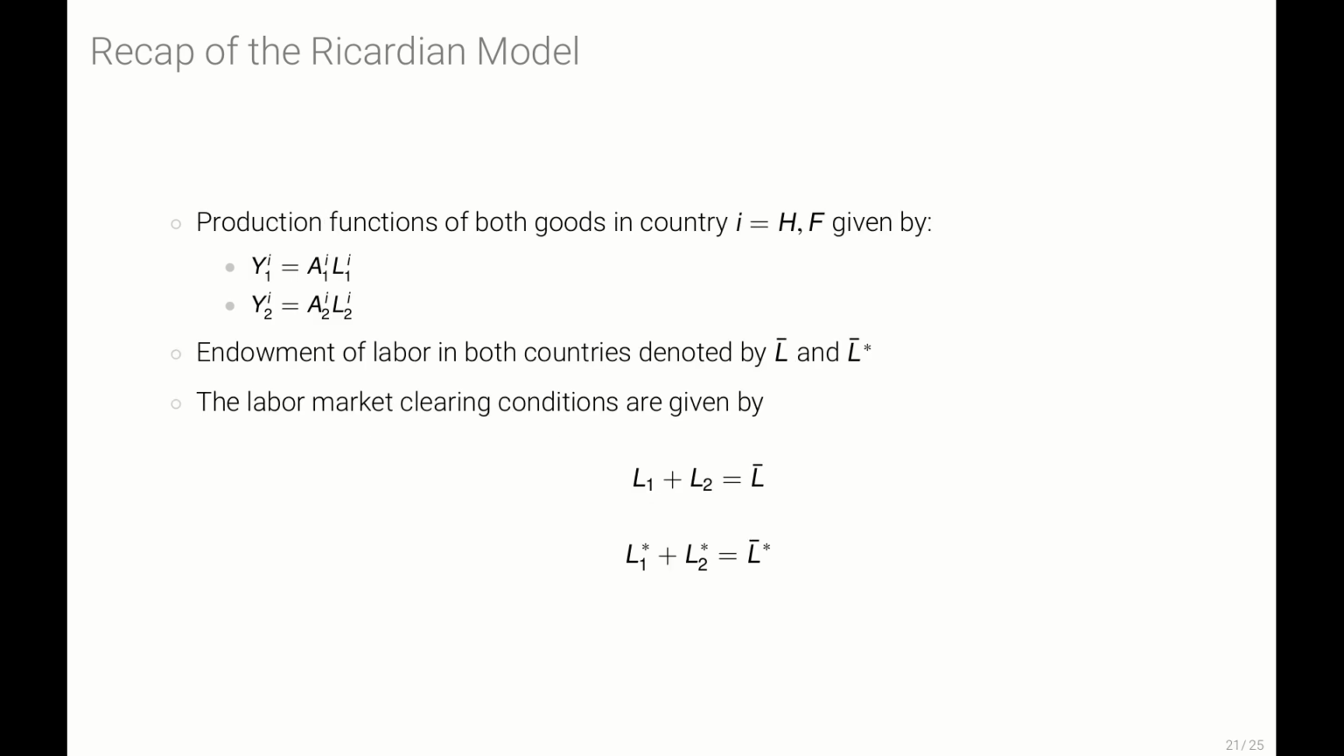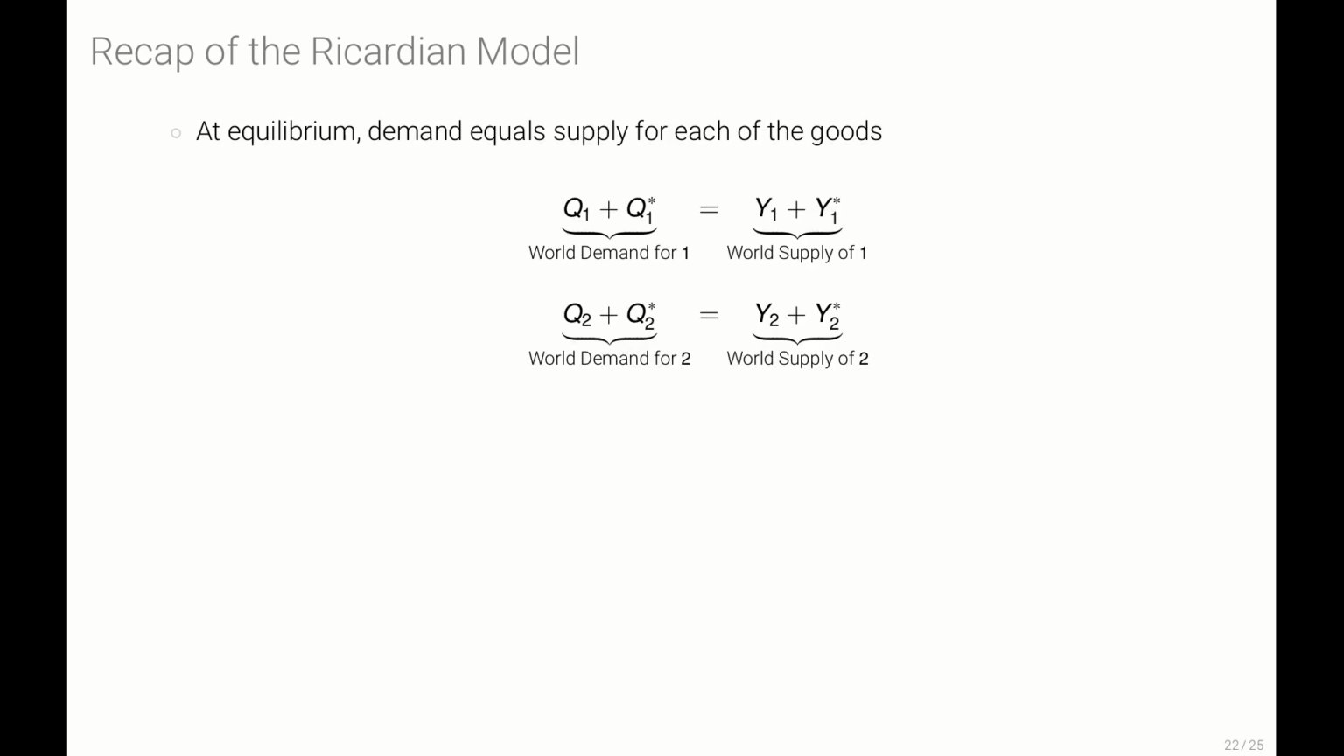Production functions in the Ricardian model are linear, and they're just given by y1 equals a1 times L1, where i here just represents the country, and y2 being derived the same way. Endowment of labor in both countries, recall, is just given by L bar and L bar star. And then the labor market conditions are just given by L1 plus L2 must equal L bar, and the same for foreign. In other words, this is just saying we have full employment. There's only two sectors of our economy, so our whole population is either going to work in sector 1 or sector 2. There's no other alternative, and you can't be unemployed.